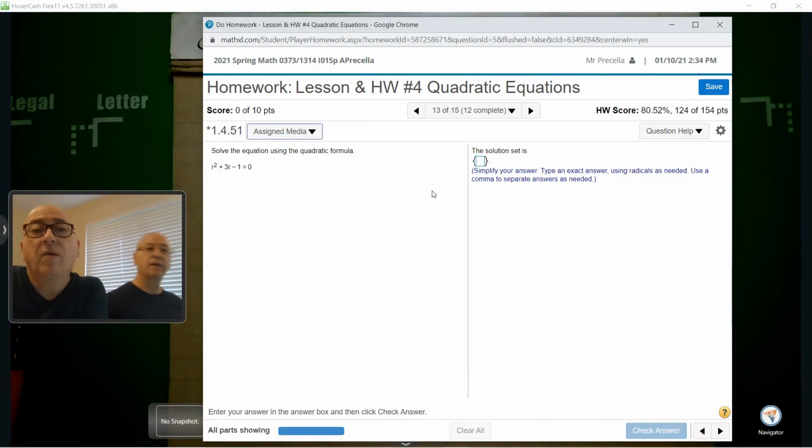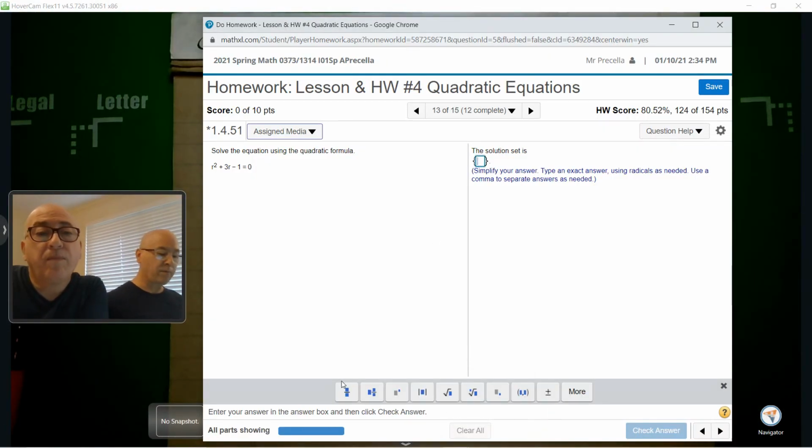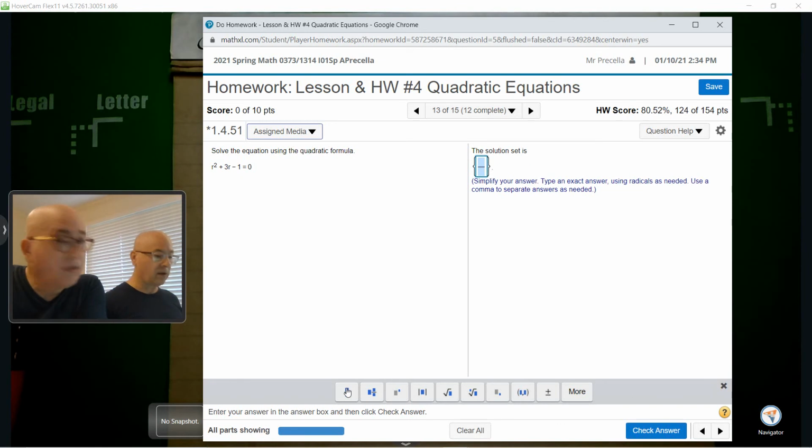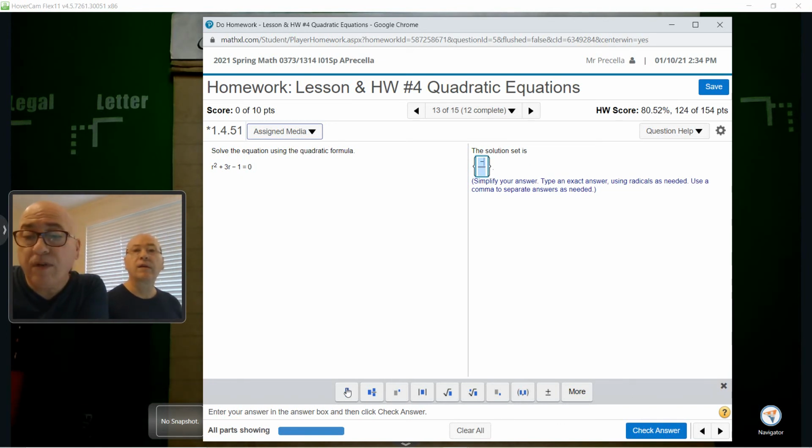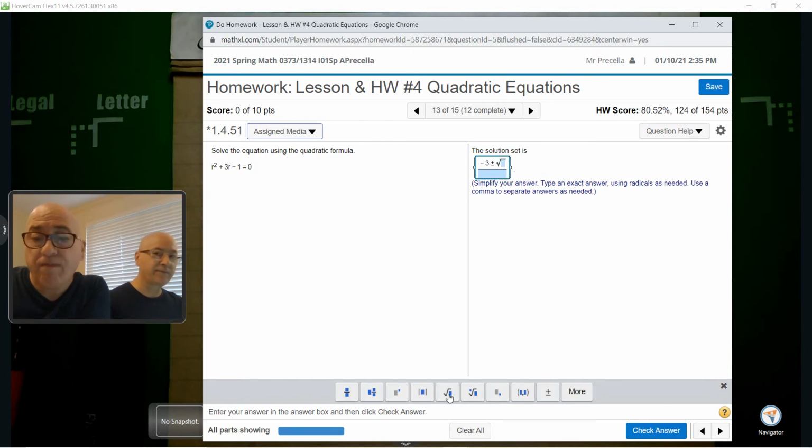There it is. Okay, so why don't we use these purple pens? I like this purple pen I've been using. Okay. So it was -3, he typed the fraction hot button first, plus or minus the square root of 13 all over 2.